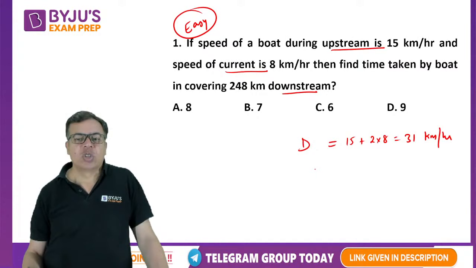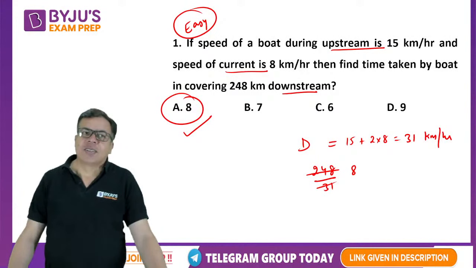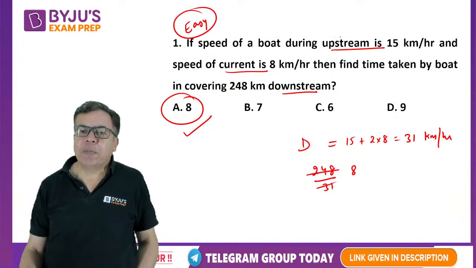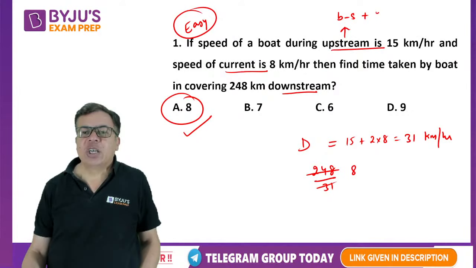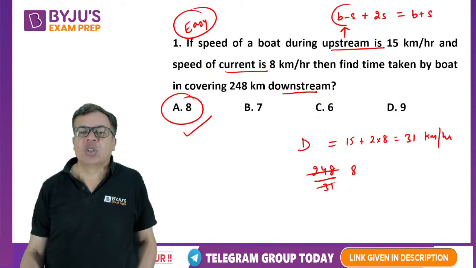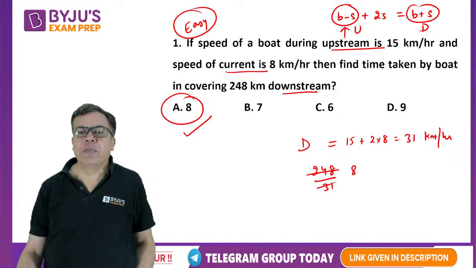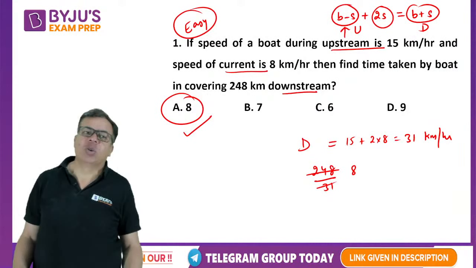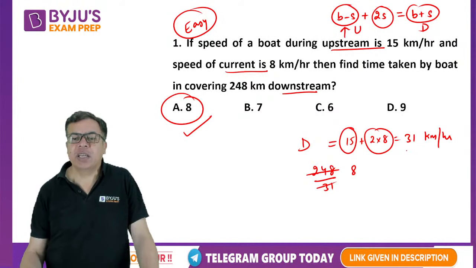So if 248 is to be covered at 31 speed, 8 hours will be the time taken. Why have I written 15 plus 2 into 8? Because upstream is B minus S. If you add twice S to it, it will become B plus S. So this is upstream, this is downstream. So upstream plus twice the stream speed is equal to downstream speed.